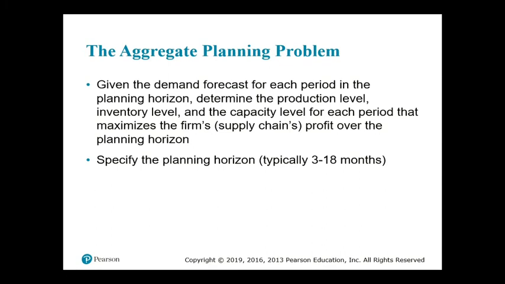Generally, aggregate planning takes place over a planning horizon of months or quarters. So it's typically between 3 to 18 months in length. And we also need to specify how long each period is, whether it's weekly or monthly or quarterly.